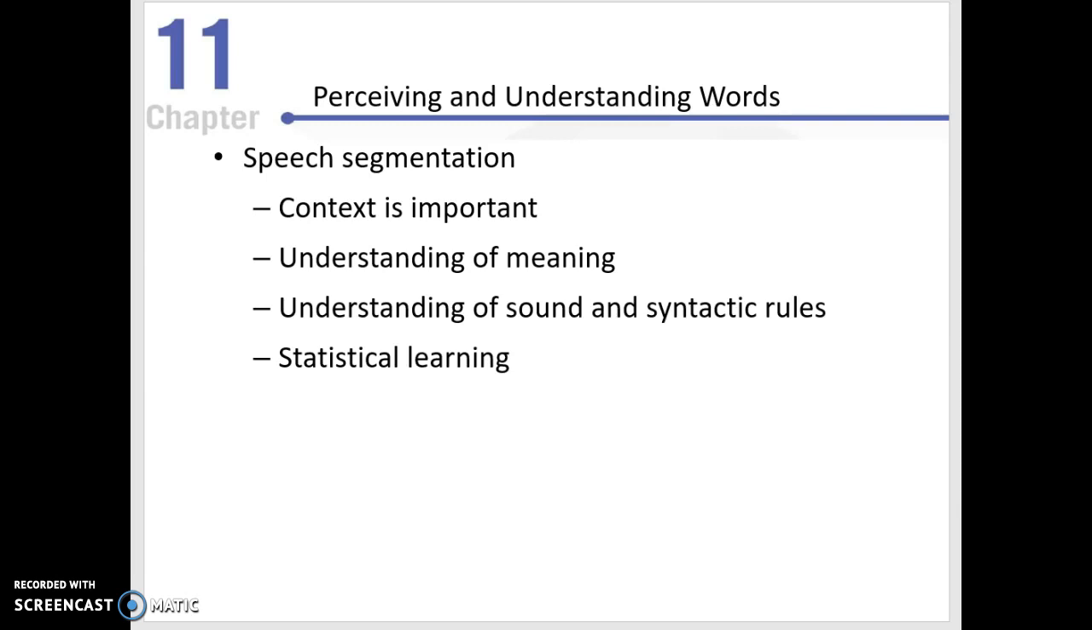For speech segmentation, context is important, and we have to understand what the meaning is and also what the sounds and syntax rules are. This is related to statistical learning, meaning that we average these effects. So for example, you can tell that I am asking a question when I say, "How was your day?" Because my sound increases at the end of the sentence, and that's a rule that we learn about sounds and the meaning of words. So over time, our experience allows us to interpret speech segments properly.